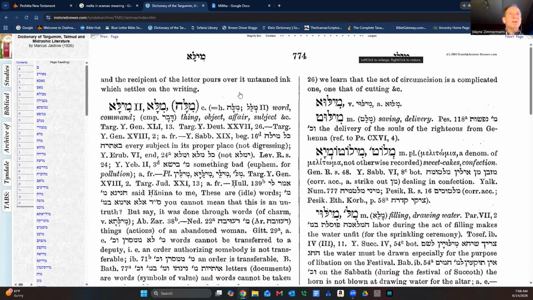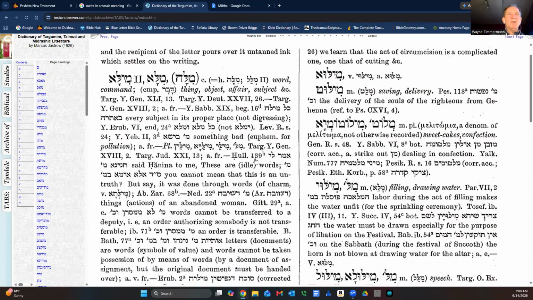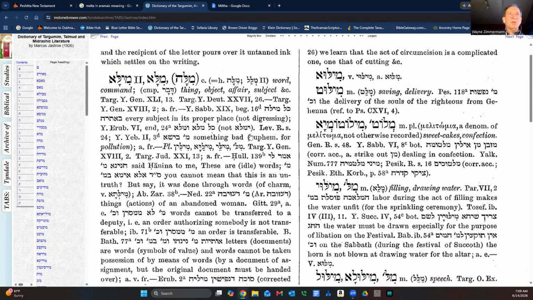So here is the Ashuri script, or Hebrew script, letters of the Mem Lamed. It has a vowel pointing of the hiriq, which would give it an I sound, and the qamets, which would give it an A sound, or Milah. So here Marcus Jastrow defines it as a word or a command or a thing or an object or an affair or a subject. And then he goes through numerous places where this is used.